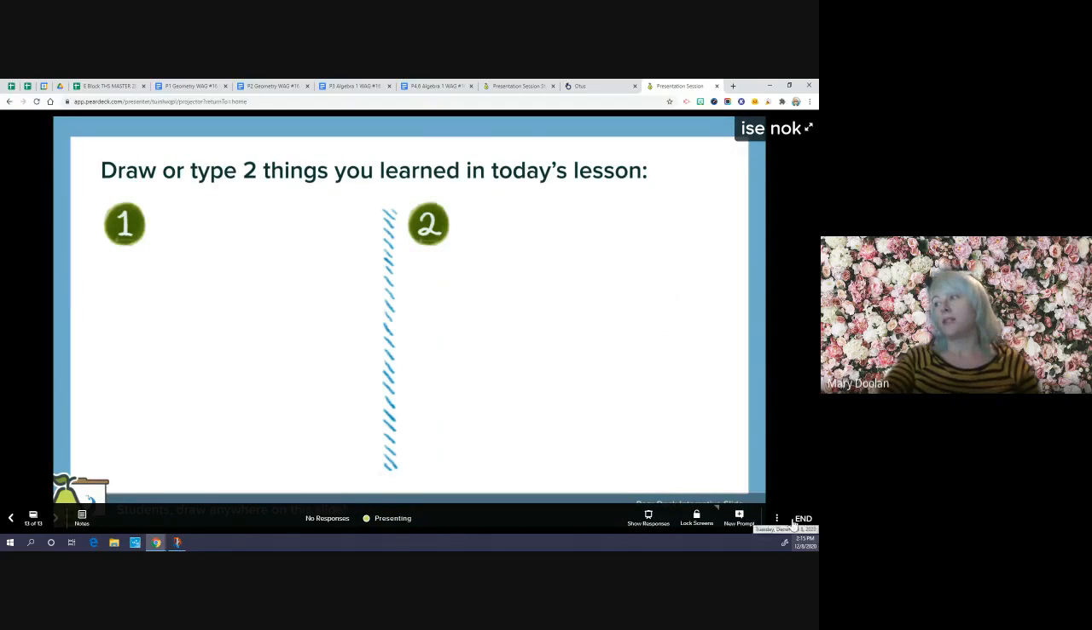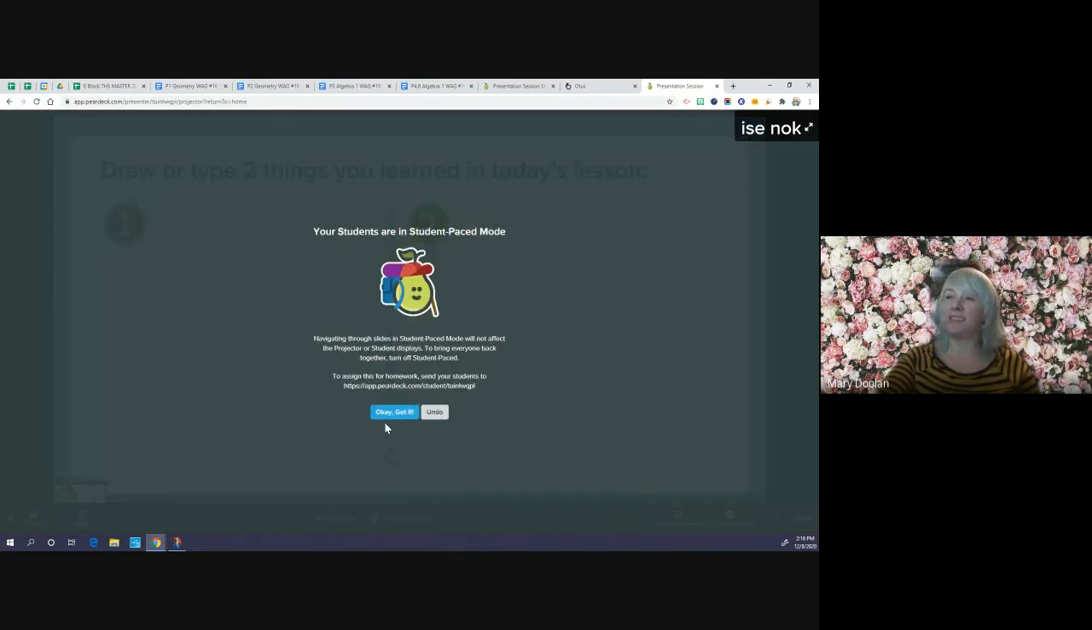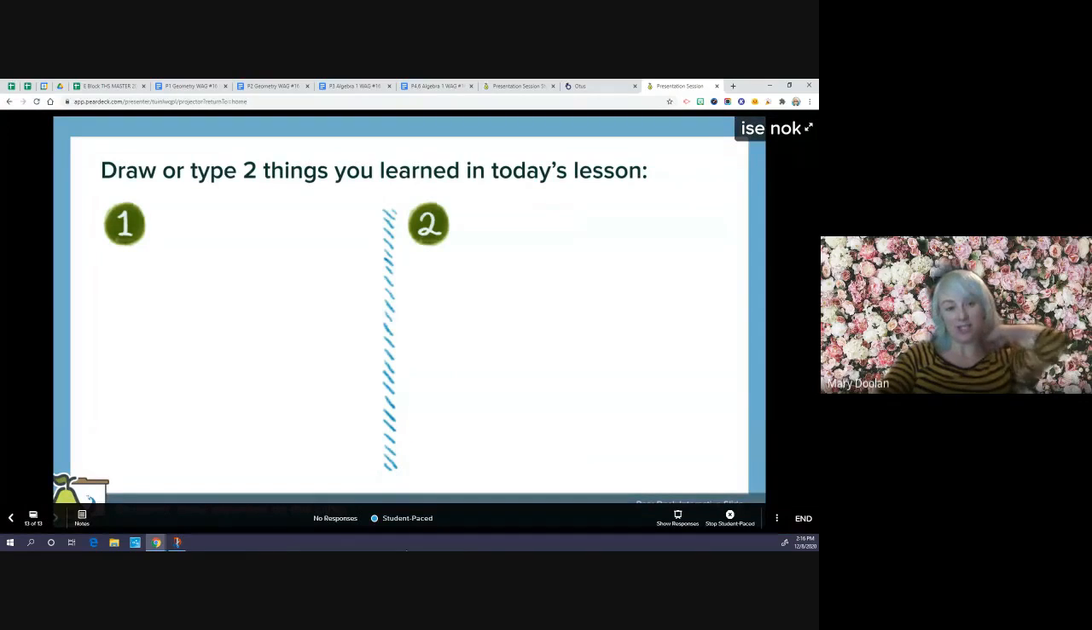Okay, so just to wrap up, what did you learn today? All right, so I'm going to put this in student paste, and I'm going to give you 4 minutes just to do this last slide, and then we're going to move on to Delta Math. All right, so you guys are doing the last slide for about 4 minutes. Let me find you a timer.